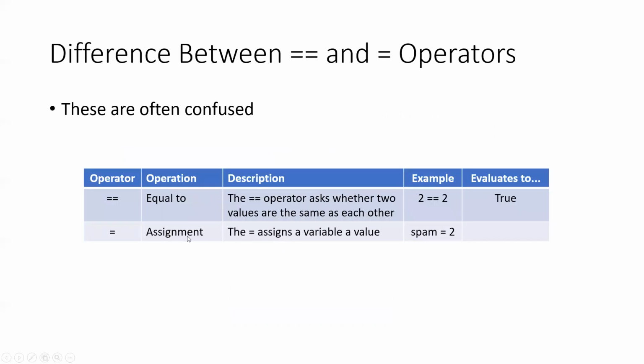Remember, the big difference is that a double equal sign is equal to, whereas a single equal sign is an assignment operator. This typically comes into play if you're doing if statements. Some people say if spam equals 2, make sure that you are using a double equal sign and not a single equal sign. If you use a single one, you're assigning spam equal to 2, which is going to always return true.